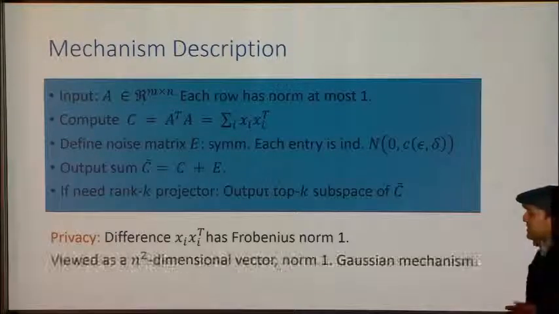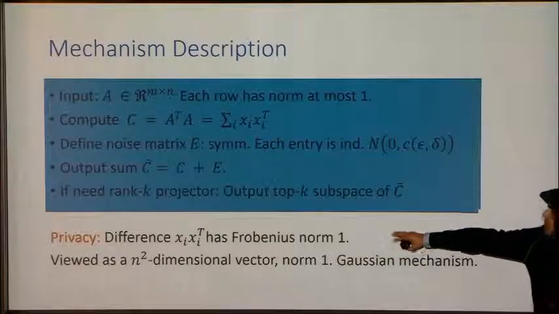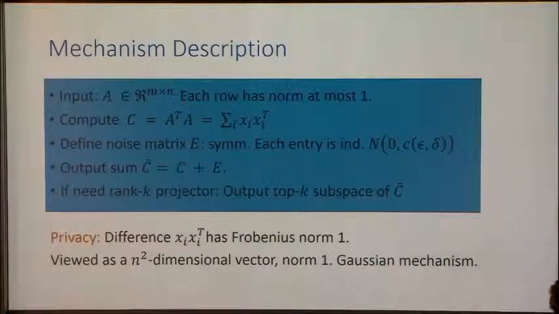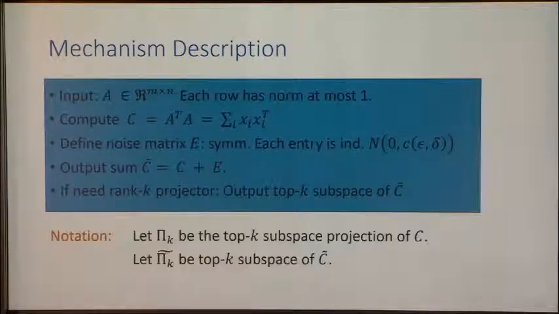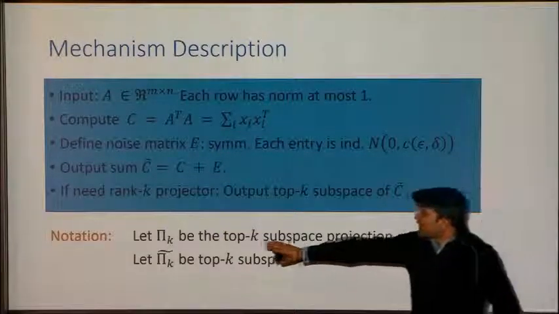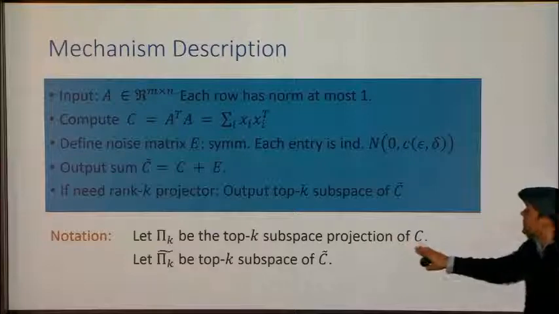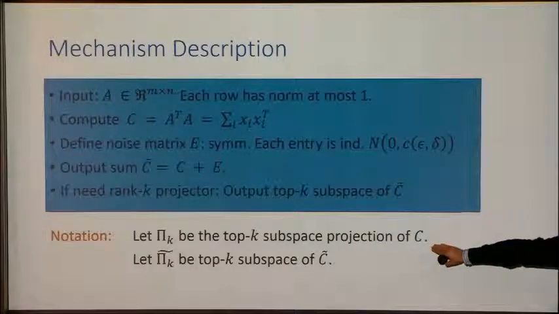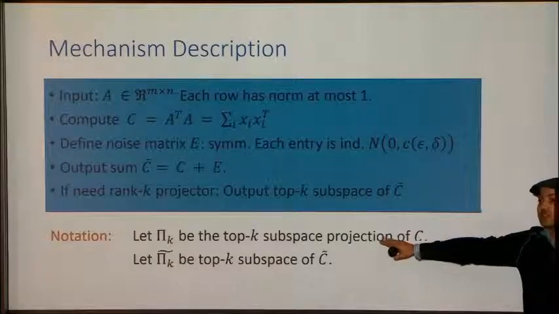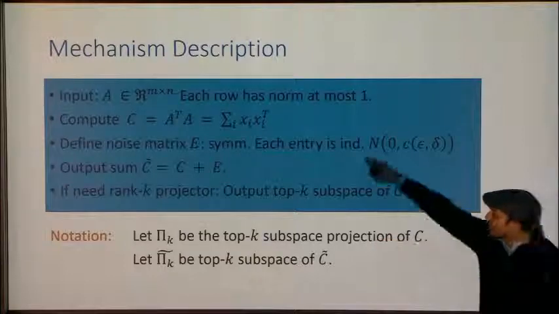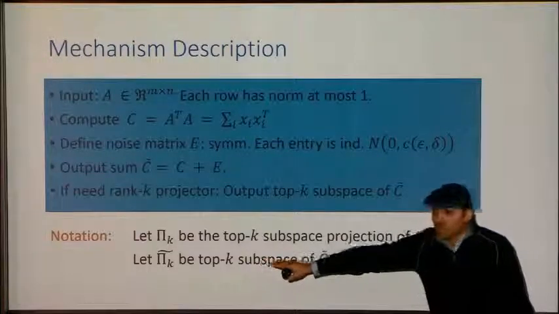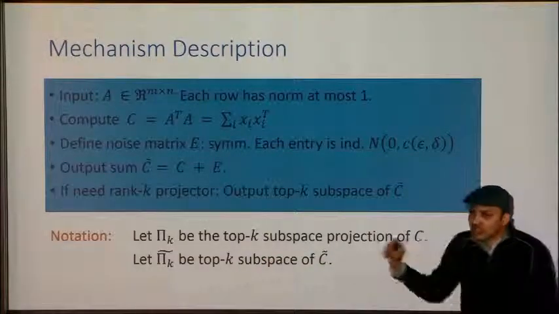So the privacy, as I said, is immediate because this is Frobenius norm 1, gives us a vector. It's a norm 1 change, so adding Gaussian noise of amount 1 in each direction gives me privacy. So let me get to utility. Before I get to that, let me just set up some notation. I'll say pi k is the top K subspace of C. So this is the object I'm really looking for. This is opt. What this mechanism will output will be pi k twiddle. So that's the top K subspace of C twiddle.